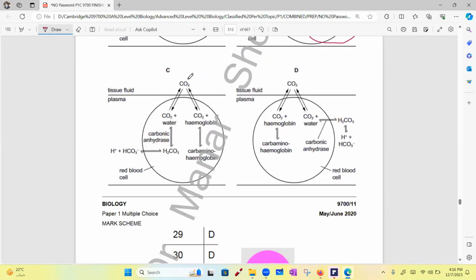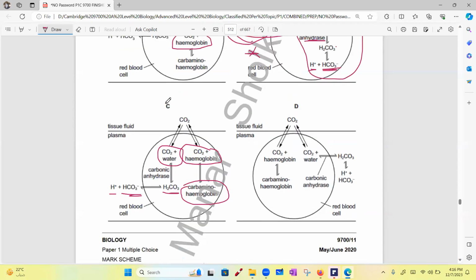Let's look at C. Carbon dioxide will enter the red blood cell. Inside the red blood cell, either it reacts with water or it reacts with hemoglobin. Fine. If it reacts with water, it will give you carbonic acid that will dissociate into hydrogen ions and hydrogen carbonate ions. If it reacts with hemoglobin, it will give me carbaminohemoglobin, and obviously the carbaminohemoglobin remains inside the red blood cell. So what do you think, C is right or wrong? Anything wrong about C? No, there's nothing wrong about C.